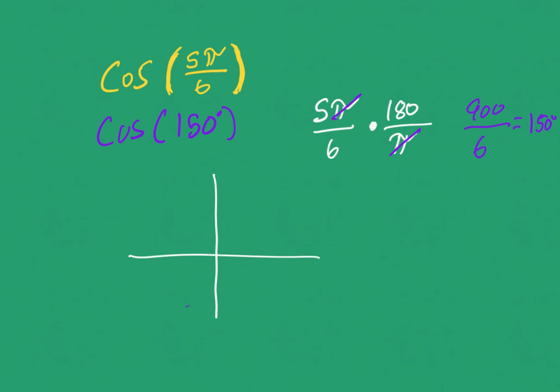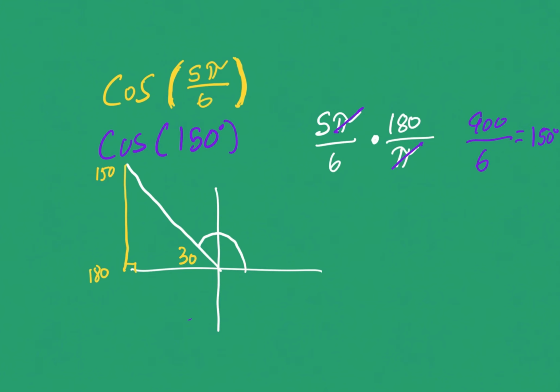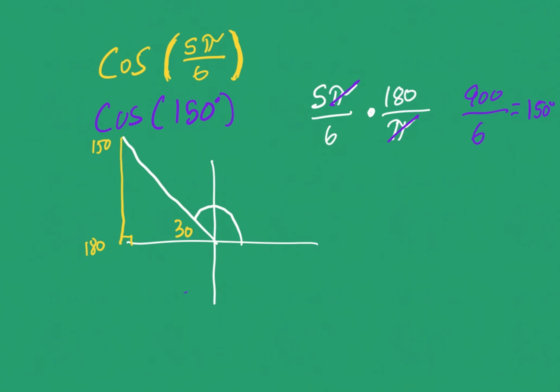You draw your coordinate plane. You sketch 150 and draw your terminal side. Make sure you draw a vertical line to the x-axis. Okay, so I was at 150 degrees. To get to there is 180 degrees, so that makes our reference angle 30. So we've got a 30, 60, 90.